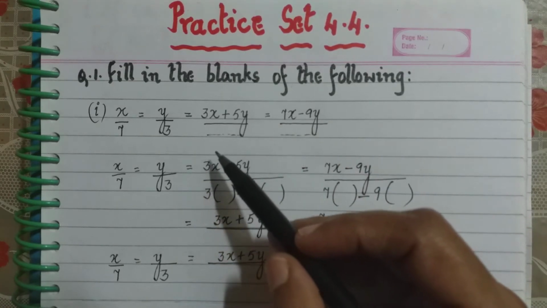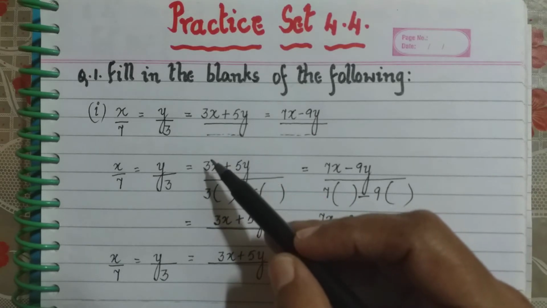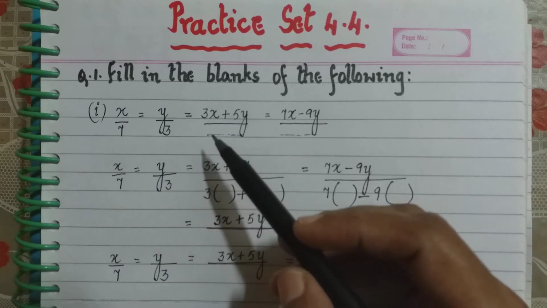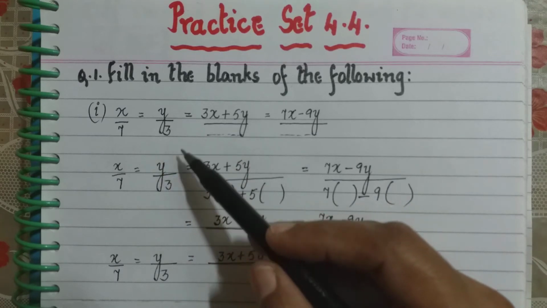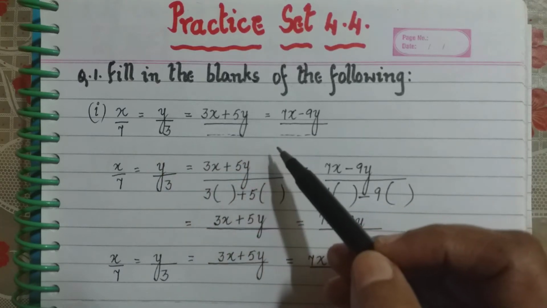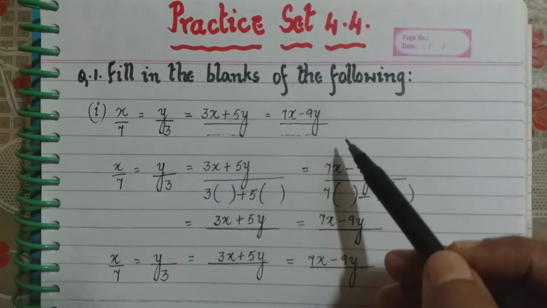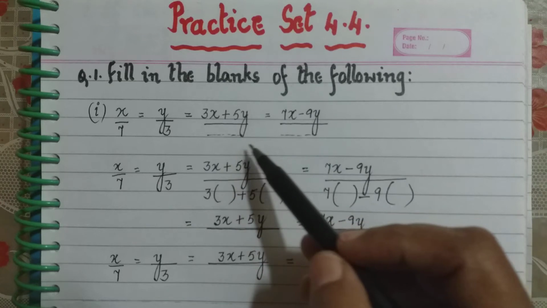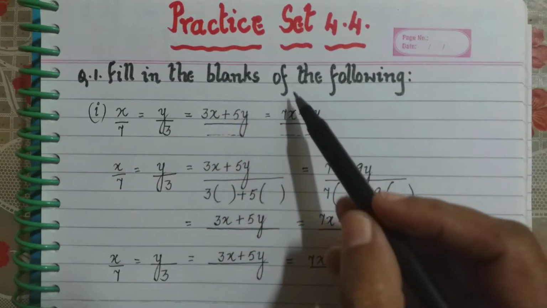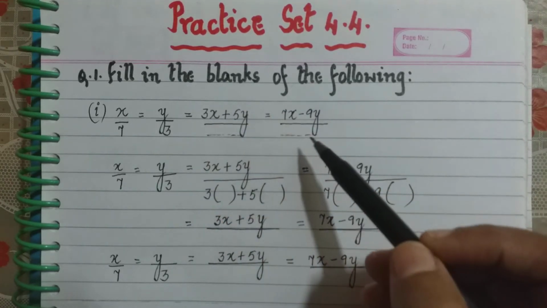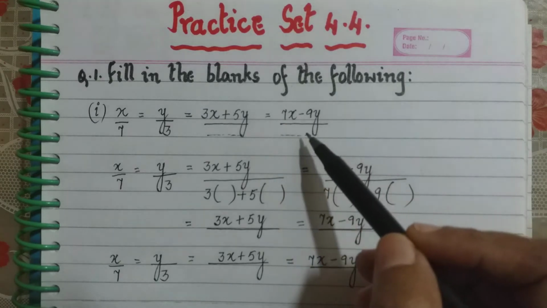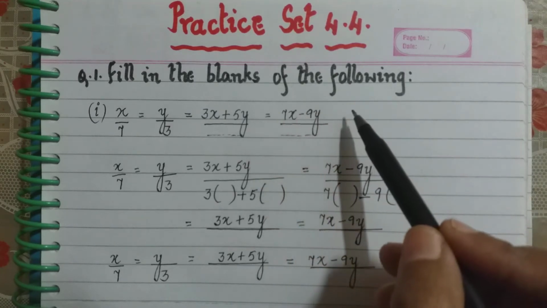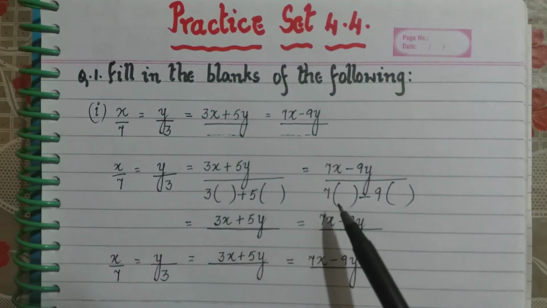Now here you have that x by 7 is equal to y by 3. So x by 7 equal to y by 3. After that the ratios are incomplete. That is, they have asked to find what is the denominator when the numerator is 3x plus 5y and what is the denominator when the numerator is 7x minus 9y. Let us see how we proceed.